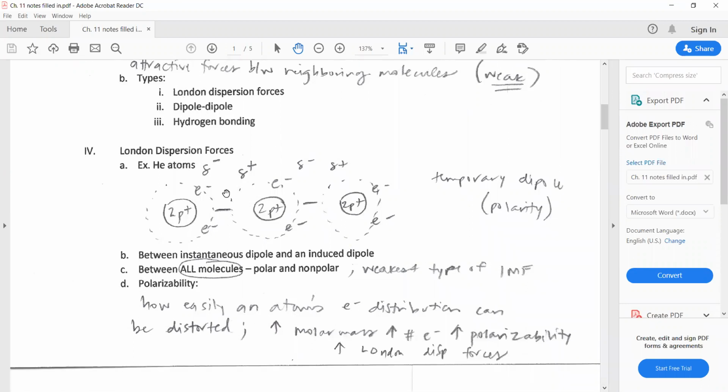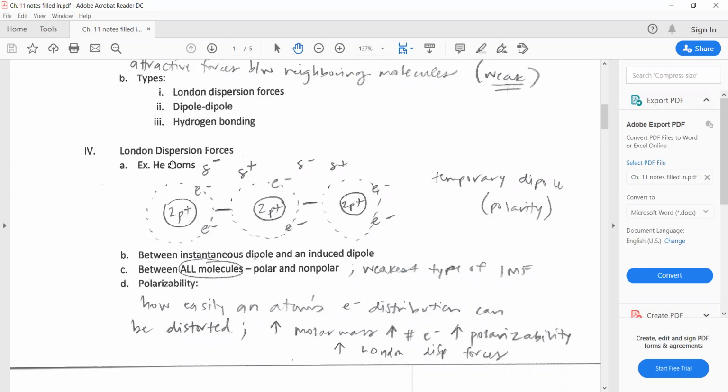These are the weakest of the intermolecular forces, and they are between all molecules. So every type of molecule will experience London dispersion forces. What these are is interactions due to what's called a temporary dipole. So what I have done here is drawn a bunch of helium atoms, well, 3, I guess: 2 protons and 2 electrons, 2 protons, 2 electrons, 2 protons, 2 electrons.